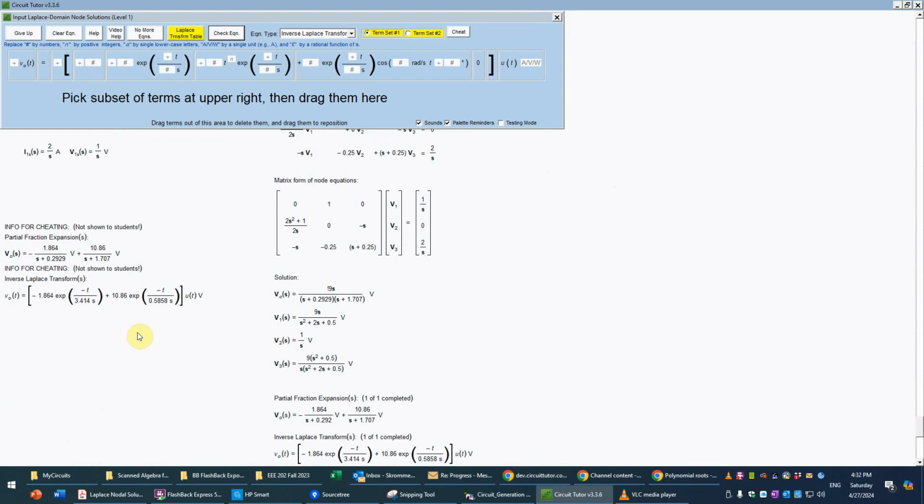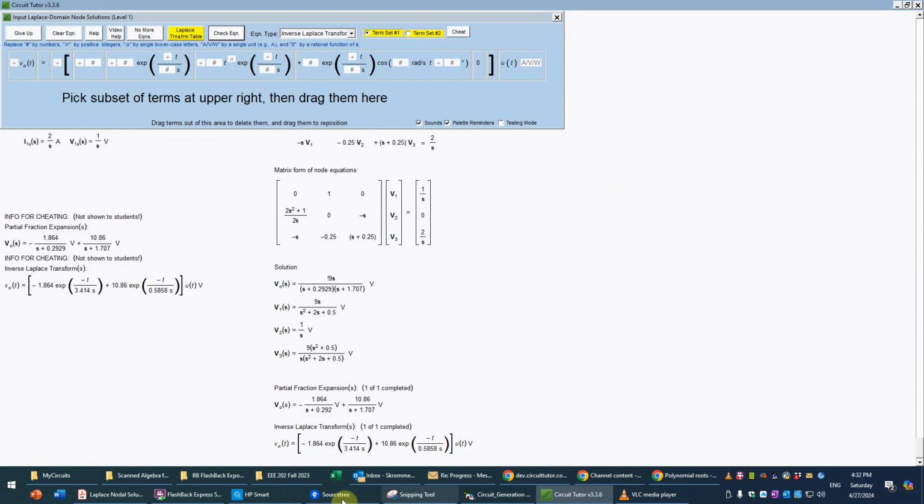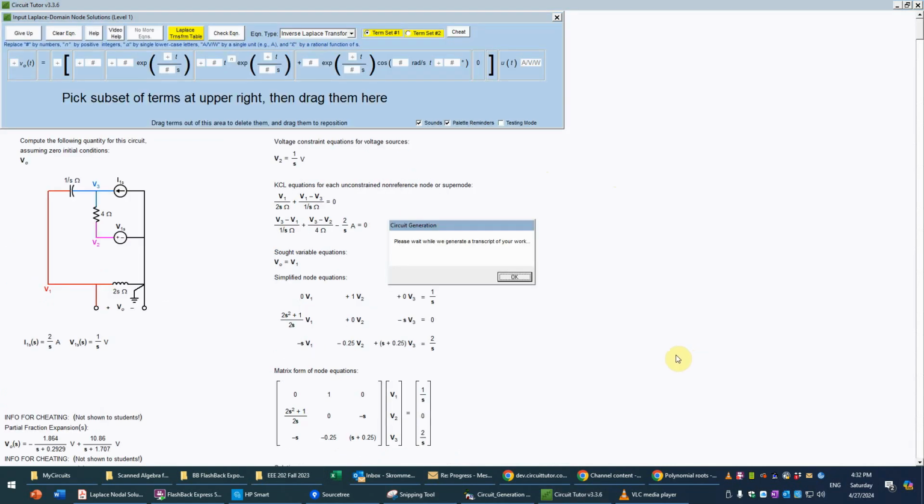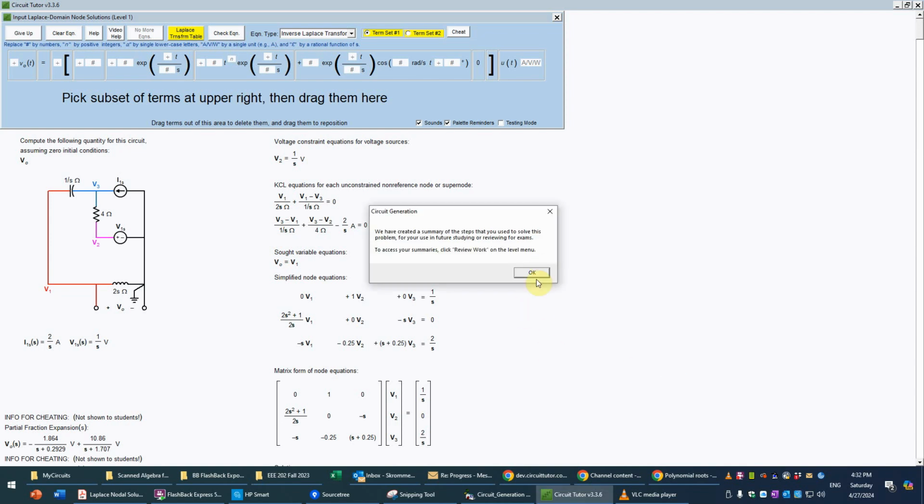And we can scroll down. Of course, you won't have the cheating things when you do it, but basically it has printed it, and now all we have to do is type no more equations. And that completes the problem. And it's going to generate a transcript, which you can review if you need to study or for any other purpose.